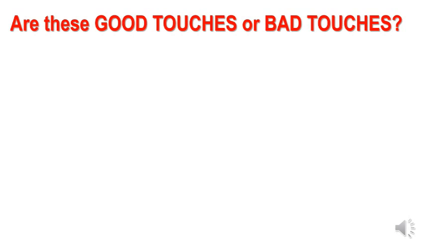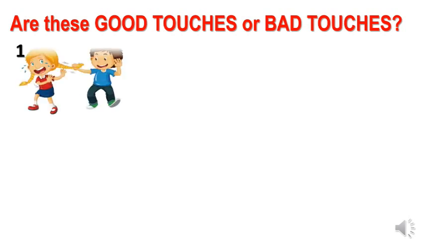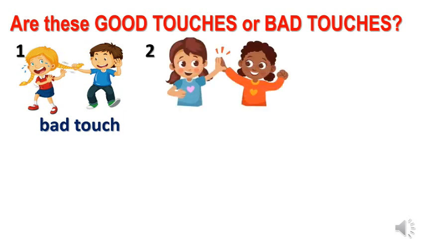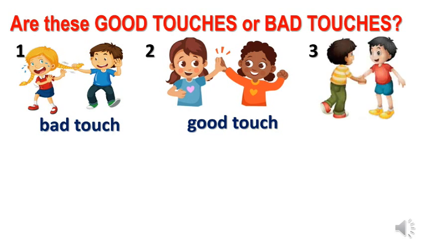Now let's do some activity. You have to identify the good touches and bad touches. I'll show you some pictures. The first one. A boy pulling a girl's hair and she's crying. Is this a good touch? Of course, good job, it's a bad touch. Second picture. Two girls are giving a high five and they are feeling happy. Look at their faces, they are happy, they are feeling comfortable. So it's a good touch.